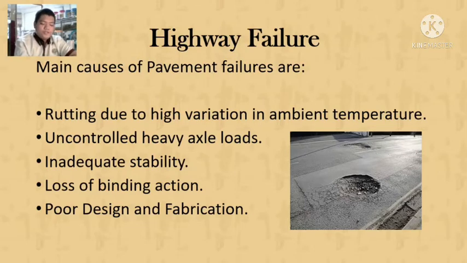Loss of binding action. When a wheel load is repeatedly applied on the road surface, it causes internal movement of the particles in the sub-base or base course. This results in relative movement between the surface course and sub-base or base course. In other words, instead of acting as a whole, different layers act separately. This is the cause of alligator or map cracking in bituminous surface.